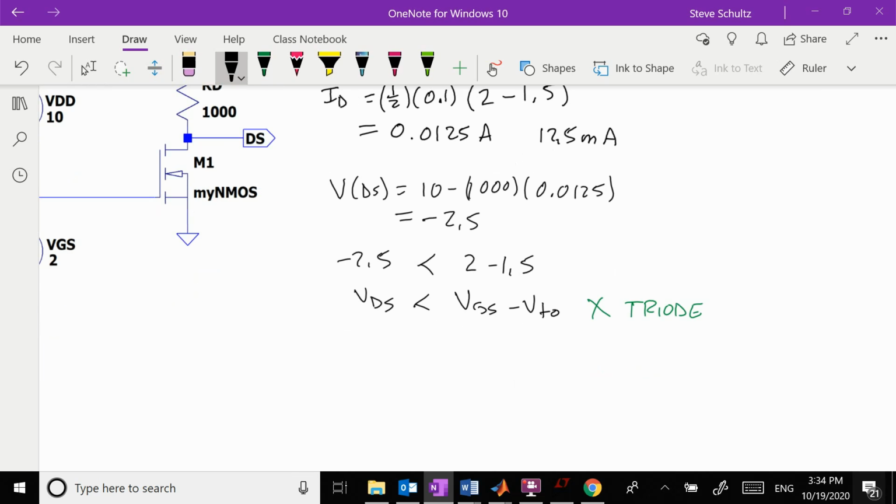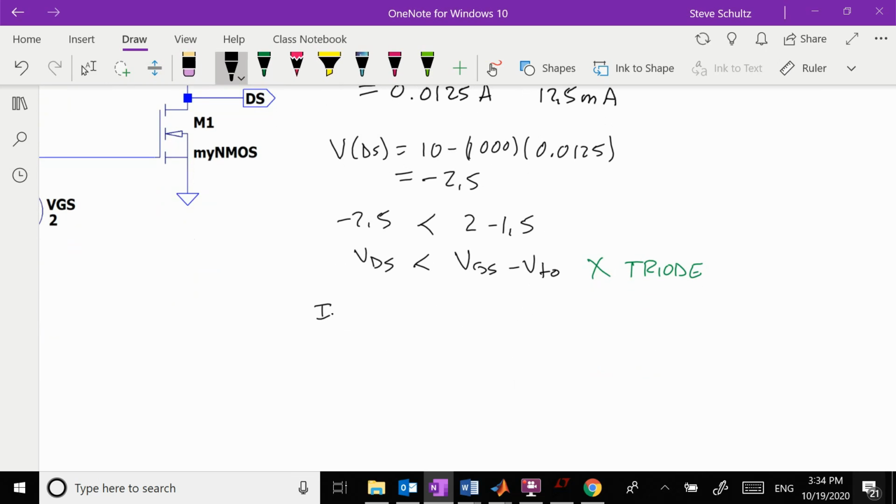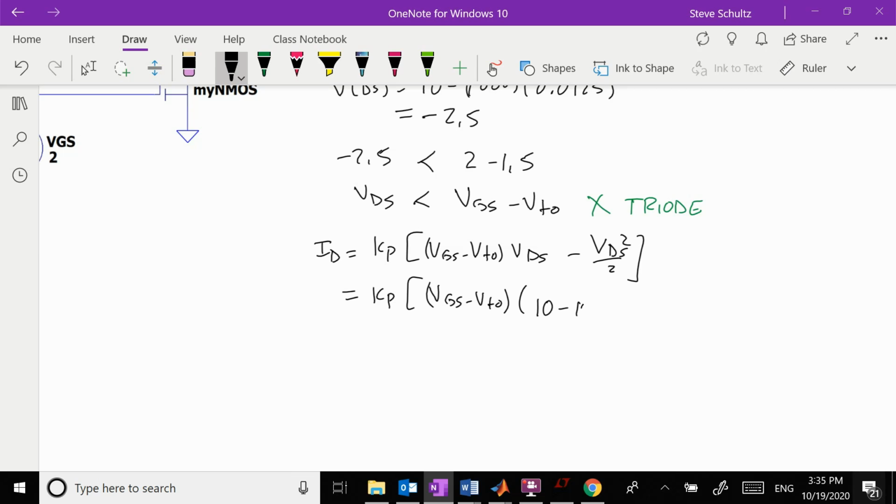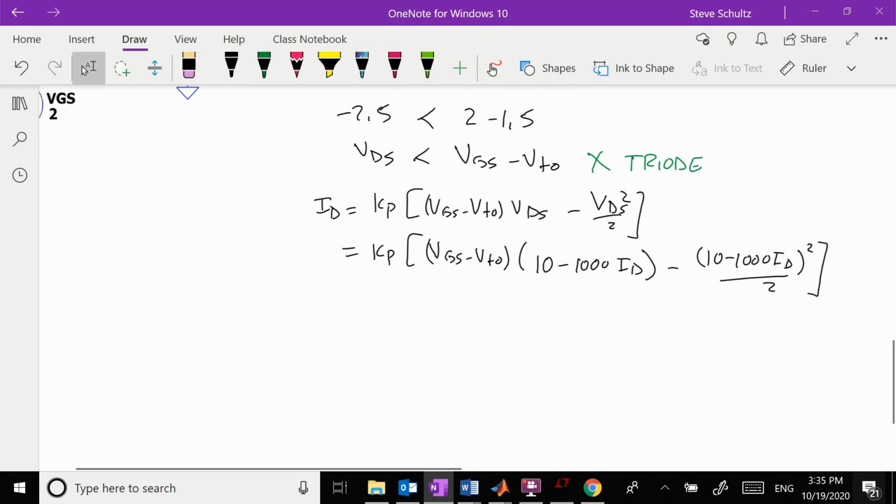Okay, so now we're going to have to use our triode equation. So now we have ID is equal to KP times (VGS minus VTO) times VDS minus VDS squared over 2. Those are our equations. Well, we have to plug in the equation for VDS. So this is going to be KP times (VGS minus VTO), and then my VDS was 10 minus 1,000 times ID, minus (10 minus 1,000 times ID) squared over 2. Plug in the values that I have.